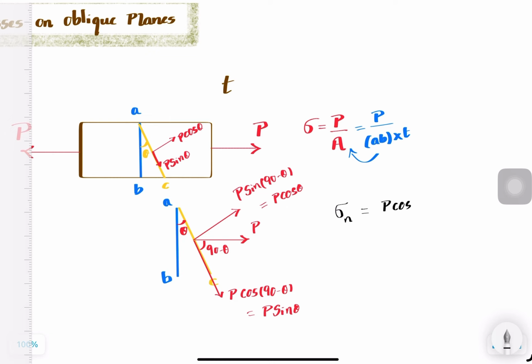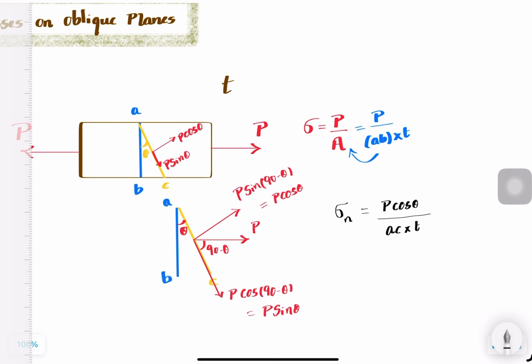divided by the cross-sectional area, which is the length AC into thickness, okay? The length AC into thickness. That is the cross-sectional area, fine. Now I have to write what is this length AC, right? What is this length AC? So again, let us try to find what is this length AC.